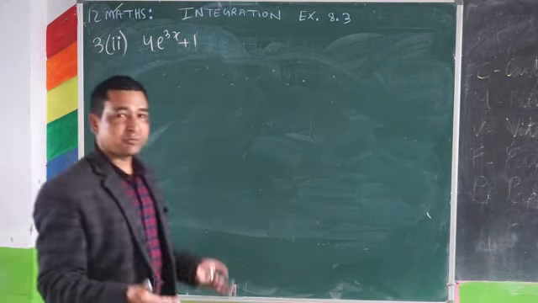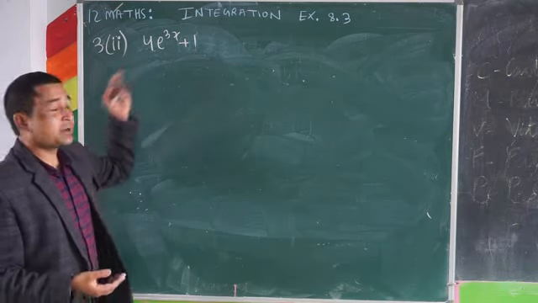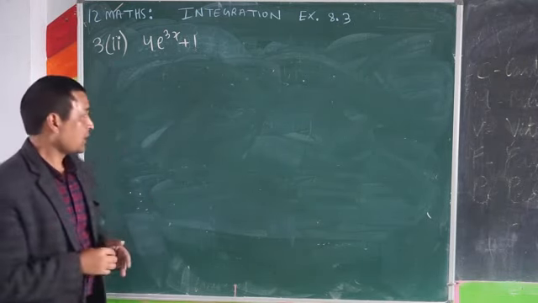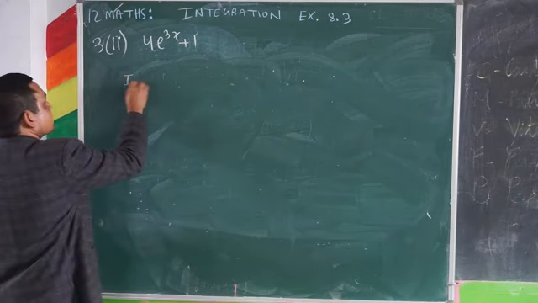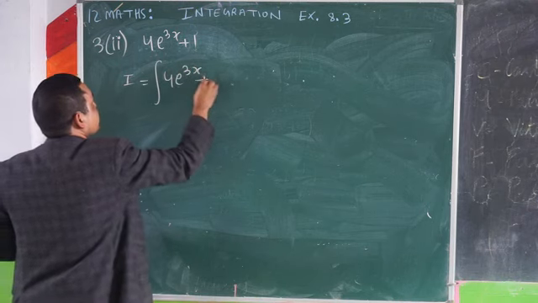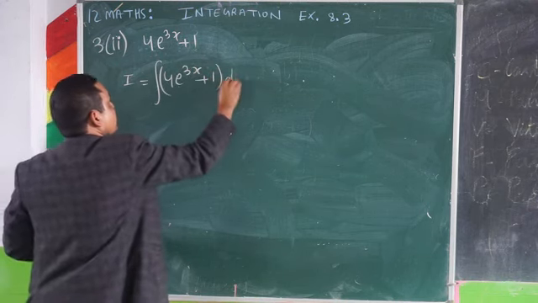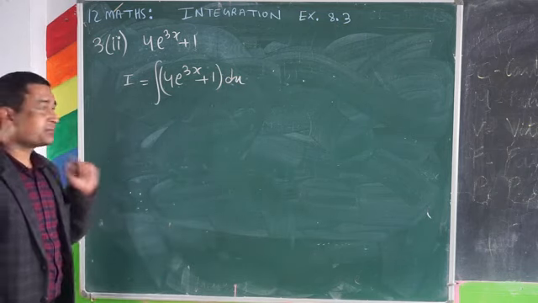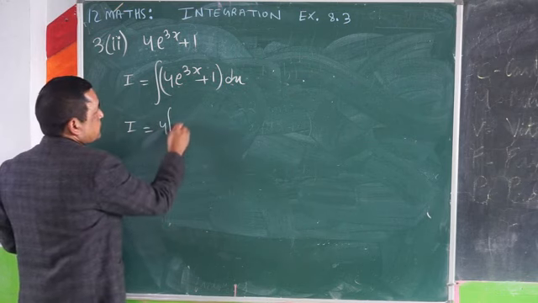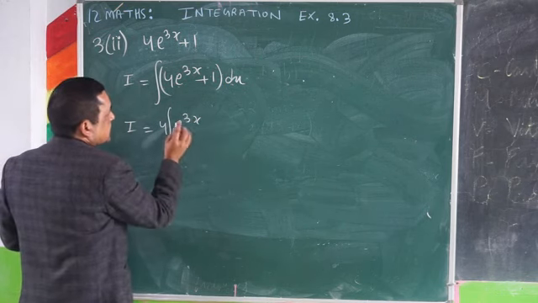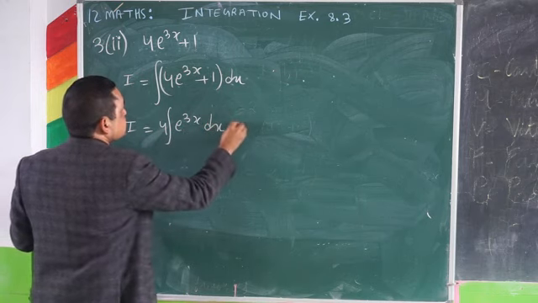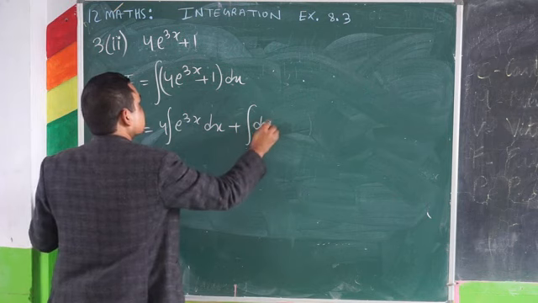Okay, if you are facing a problem getting the antiderivative of these questions, then it is better to do the integral to get the antiderivative. Okay, how? Let I equal the integral of (4 e to the power 3x plus 1) dx. Now separate the integral for each term. Now I equals the integral of 4 e to the power 3x dx plus the integral of 1 dx.